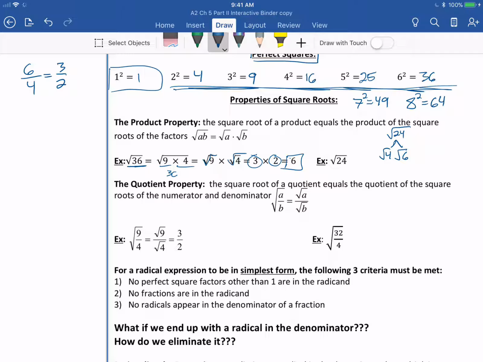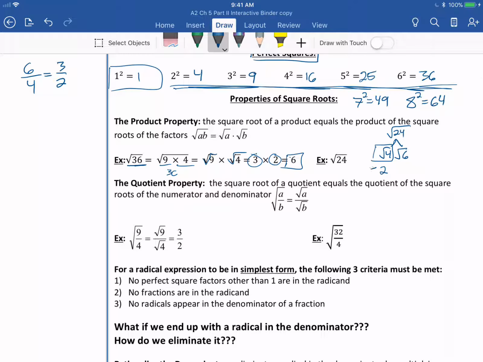And the reason why I do that, I break it into perfect squares, is because now I know what the square root of 4 is. I know that the square root of 4 is 2, but it's not just 2, it's plus or minus 2, and then we still have the square root of 6. So this is the square root of 24, excuse me, in simplest form.